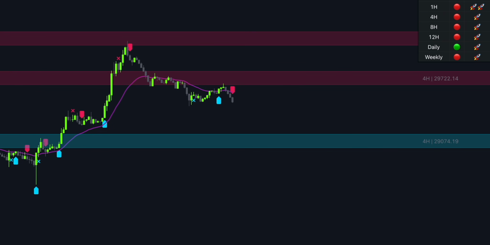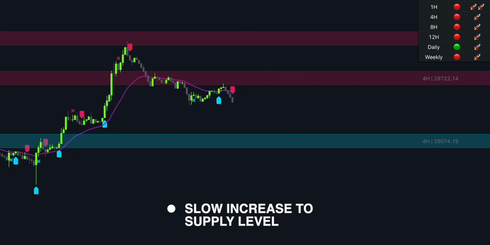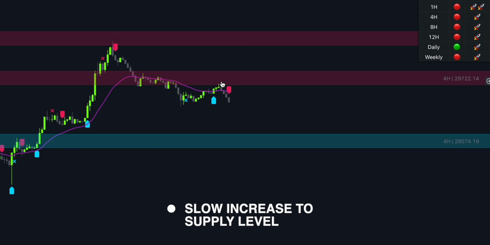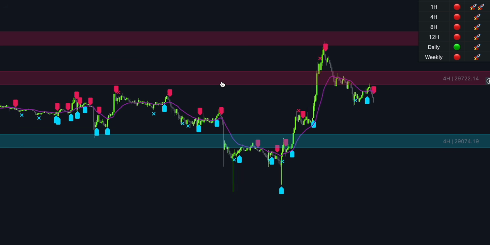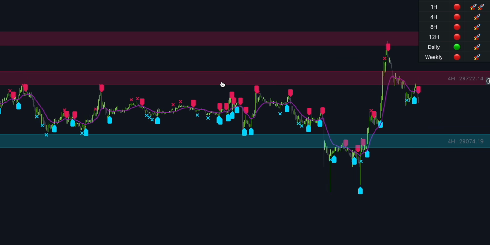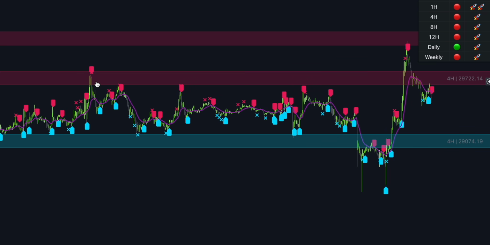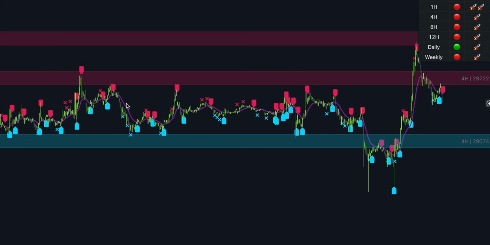Now let me explain the rules for a short trade. First rule is to have the price slowly approach 4-hour resistance. Just like the demand zone, the supply area has a massive concentration of pending sell orders. Sellers want the best deal, so they first wait for the price to return to the supply level before they proceed with executing their orders.